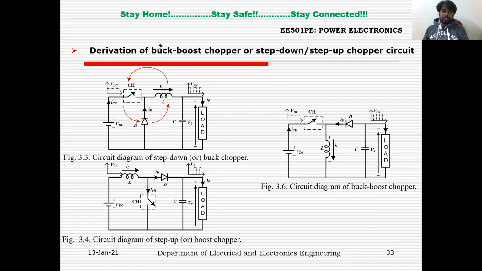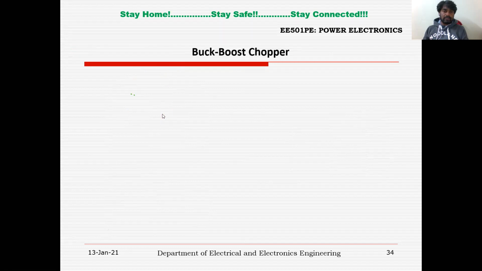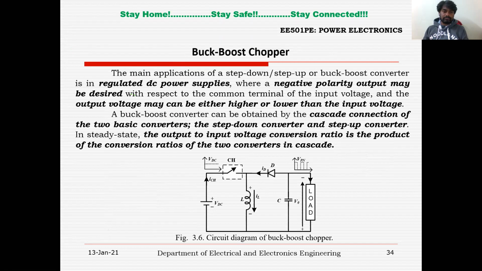So now we'll focus on the buck boost converter. The same circuit you can see here, but the change is that here we will get a negative output voltage. We'll see how we are going to get the negative voltage. So this top polarity is negative with respect to the bottom polarity. So here the output voltage you will get as negative.